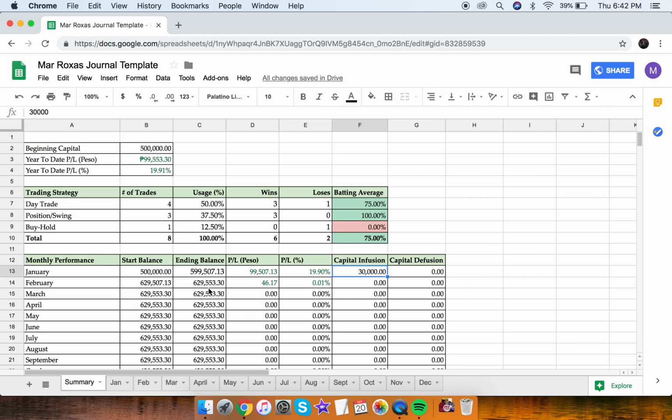So, yung balance mo ngayon, yung running balance mo will no longer be 500,000. It would be 500,000 plus yung profit or loss mo plus yung capital infusion mo. So, sa capital diffusion naman, for example, for the month of February, kumita ka. Kumita ka ng, say, for example, 99,000. And you wanted to withdraw the 90,000 out of the 99,000. So, sabihin natin, nag-withdraw tayo ng 90,000, i-input mo lang dun sa capital diffusion na nag-withdraw ka ng 90,000. Okay? So, February. Automatically din, tatakbo dun sa running balance mo, deducted na yung 90,000 na kinuha mo.